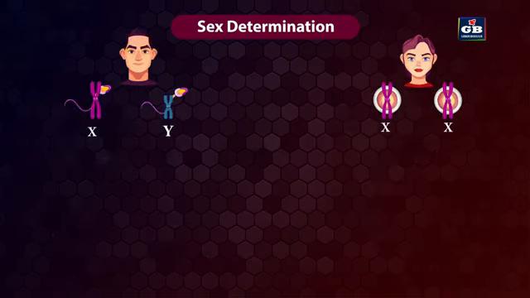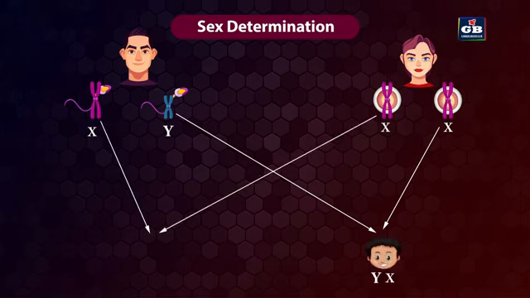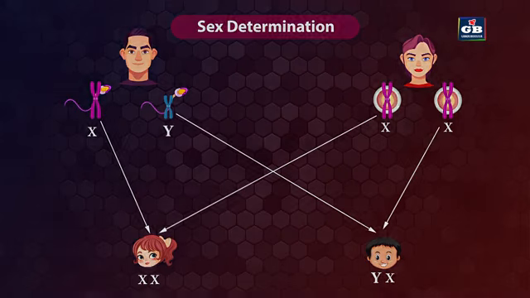During reproduction, if the sperm cell with the Y sex chromosome fuses with the egg cell, it forms a zygote with XY sex chromosomes. XY means the baby will be a boy. If the sperm cell with the X sex chromosome fuses with the egg cell, it forms a zygote with XX sex chromosomes, which means the baby will be a girl. Thus, the sex of the child will be determined by the chromosomes that they inherit from their father. This is all about heredity in human beings.